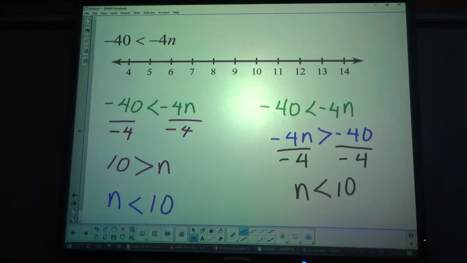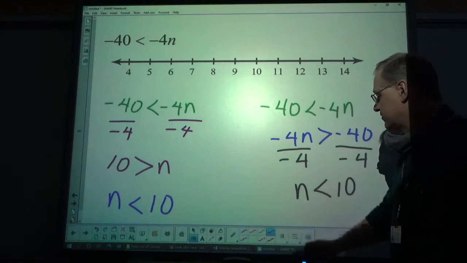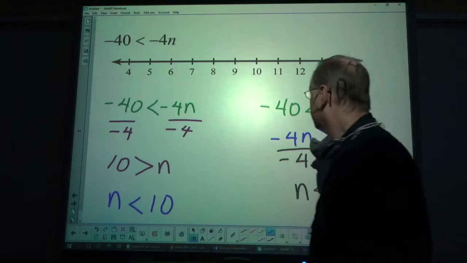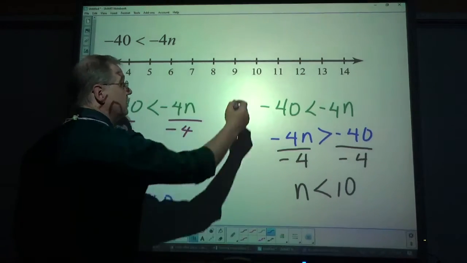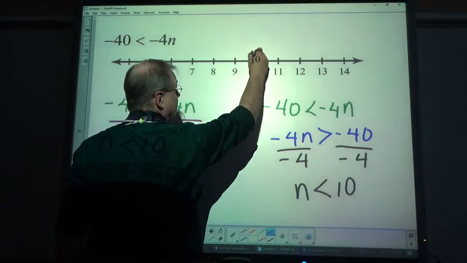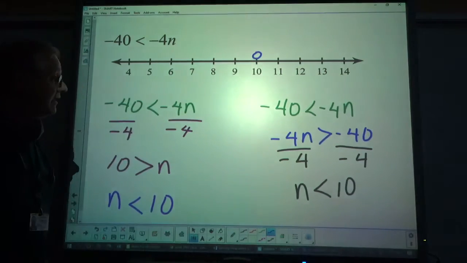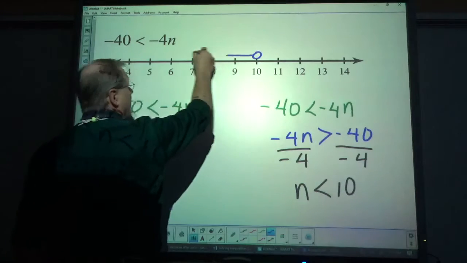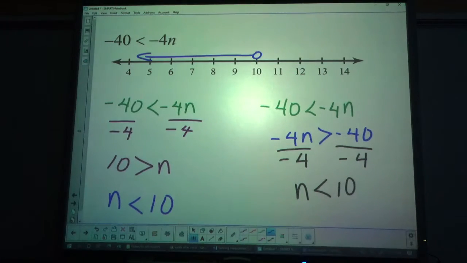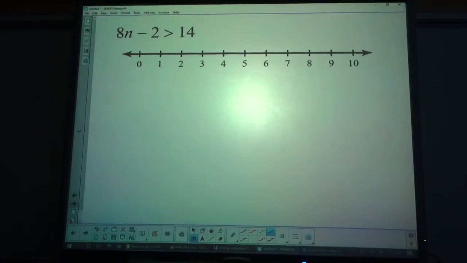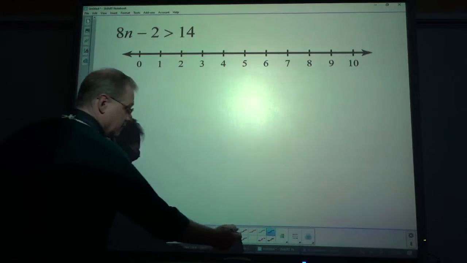It comes out the same both ways, either way you do it, so there you go. N, now this is not or equal to, is compared to 10, and it's less than. So all the values below there. That's how you do it. Here's our next example.